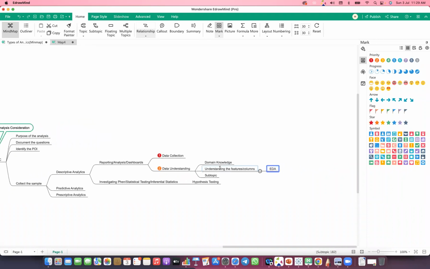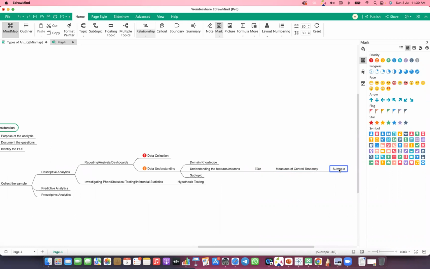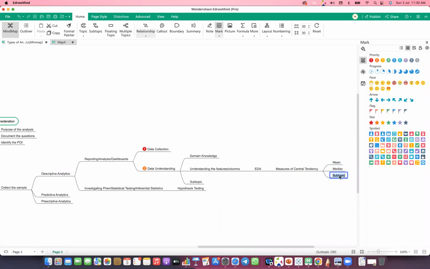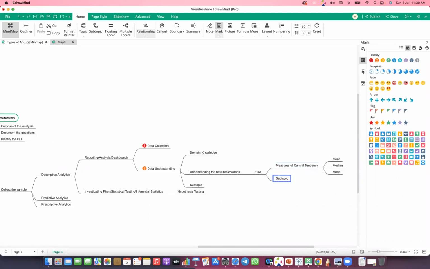So in order to understand the features or columns, you are using EDA, exploratory data analysis. So in exploratory data analysis, what are the things we have? Measures of central tendency. In measures of central tendency, what are the things we have? Mean, median, mode, we have it.